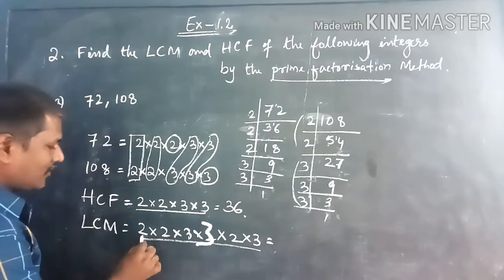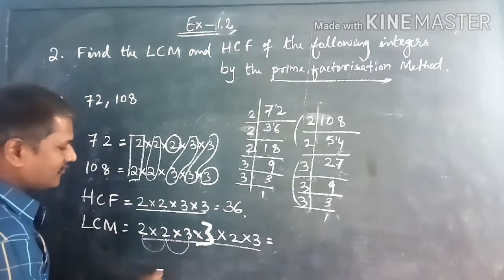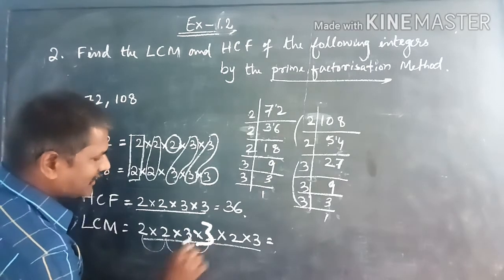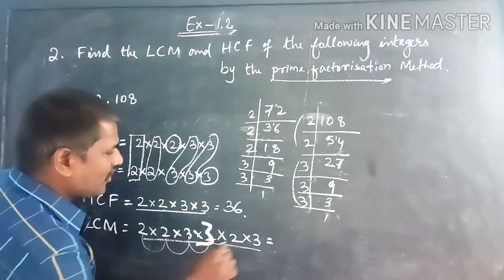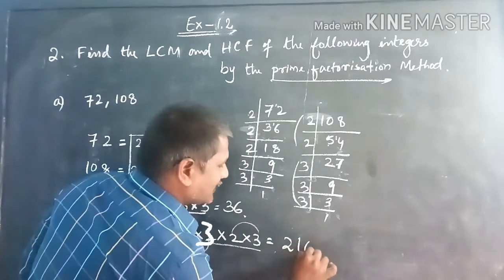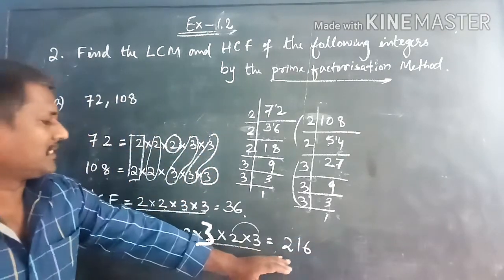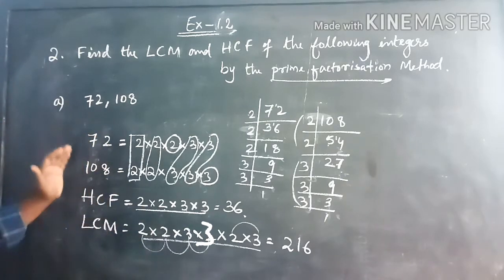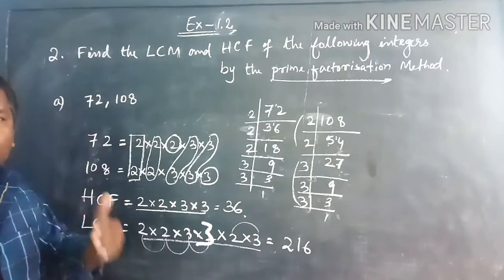Now you have to multiply. 2 twos are 4, 4 threes are 12, 12 threes are 36. Now you can multiply 2 threes are 6. Now 36 sixes are 216. So 216 is the LCM of 72 and 108. So here the given two numbers.